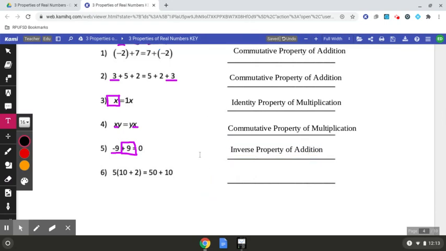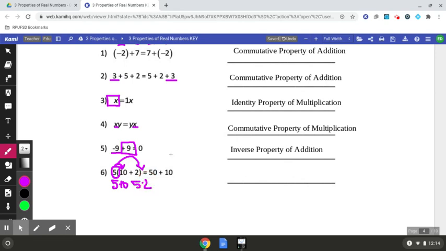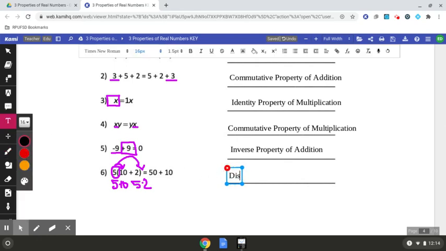Okay, number 6, I start off with an element on the outside of the parentheses, and what's happening is I eliminated my parentheses. So what I did was I distributed and did 5 times 10, and then I did 5 times 2, and I got 50 plus 10. So what just happened was the distributive property, and I kind of said it as I was working.